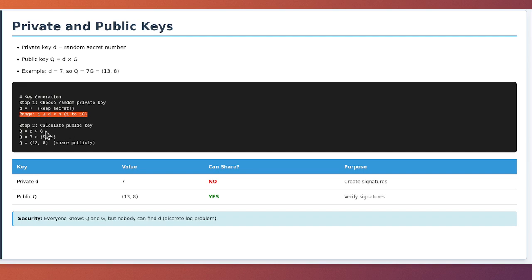From the private key, we calculate the public key using elliptic curve multiplication. The formula is beautifully simple. Q equals D times G.